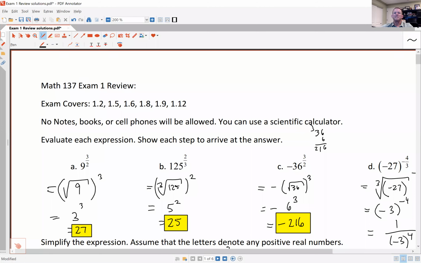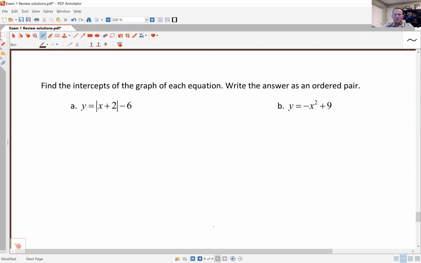This video covers the Exam 1 review for Math 137, page 6. Find the y-intercepts of the graph of each equation. Write the answer as an ordered pair.